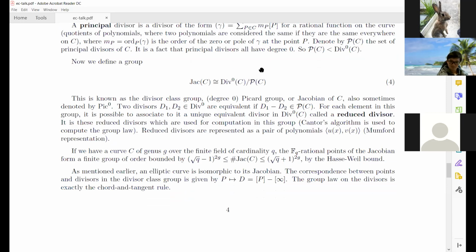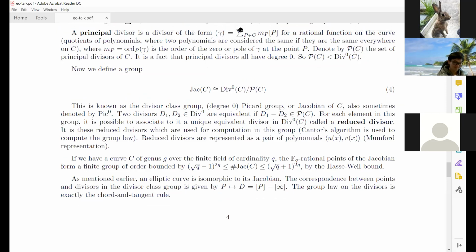And so basically this just means that if you have two divisors of degree 0, and their difference as divisors is a principal divisor, one of this form, then they are the same. So it's just an equivalence relation. It's just how the group's defined. And for each equivalence class, there does exist a special unique representative called a reduced divisor. So we can use those for representing the equivalence classes and for computation.